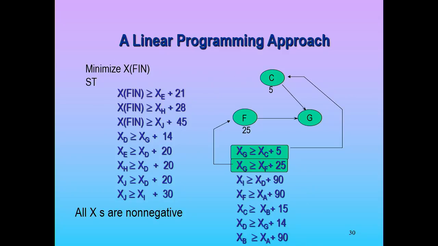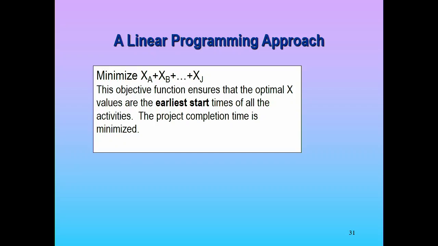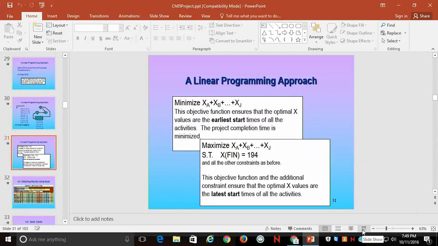And if you think about it, all those relationships really are our constraints. For example, D cannot start until G finishes. So G starts and finishes. So all those things become constraints in the model, and I'm trying to decide where to start.